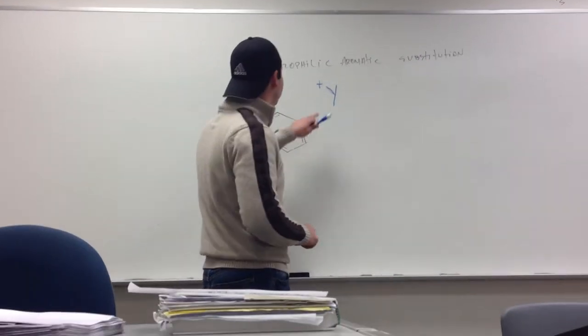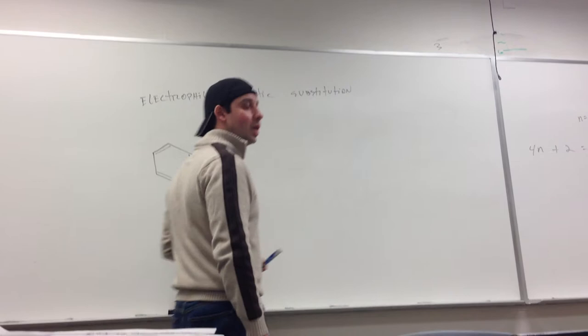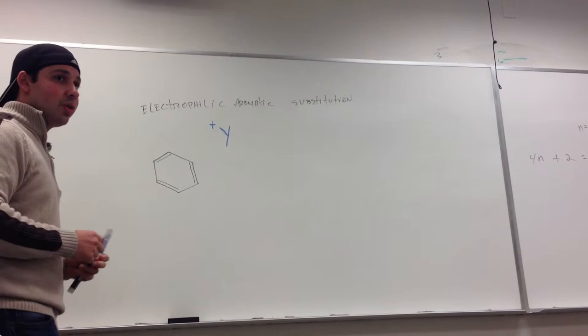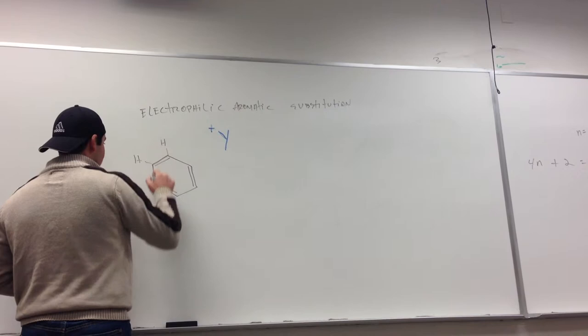Going to attack. And look at this word. What is it? Substitution. It will be substituted in the ring. Now, this ring here has what in it? Double bond. What else does it have? It has hydrogens, right? It has a hydrogen here, hydrogen here, hydrogen here, hydrogen here.